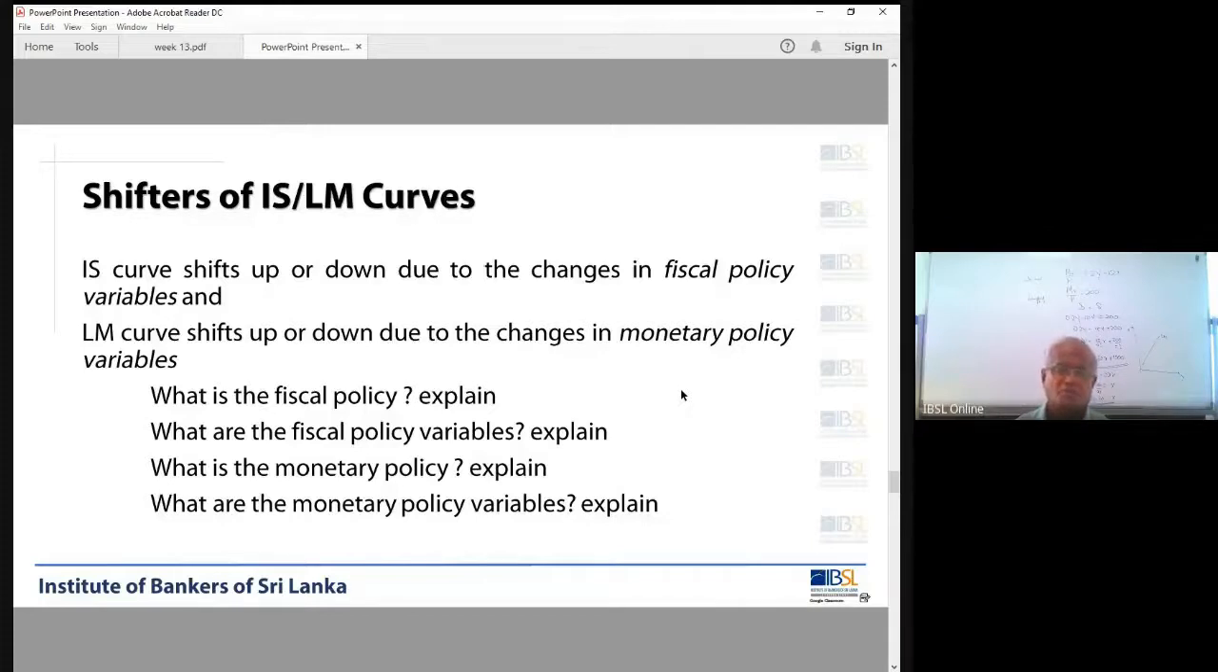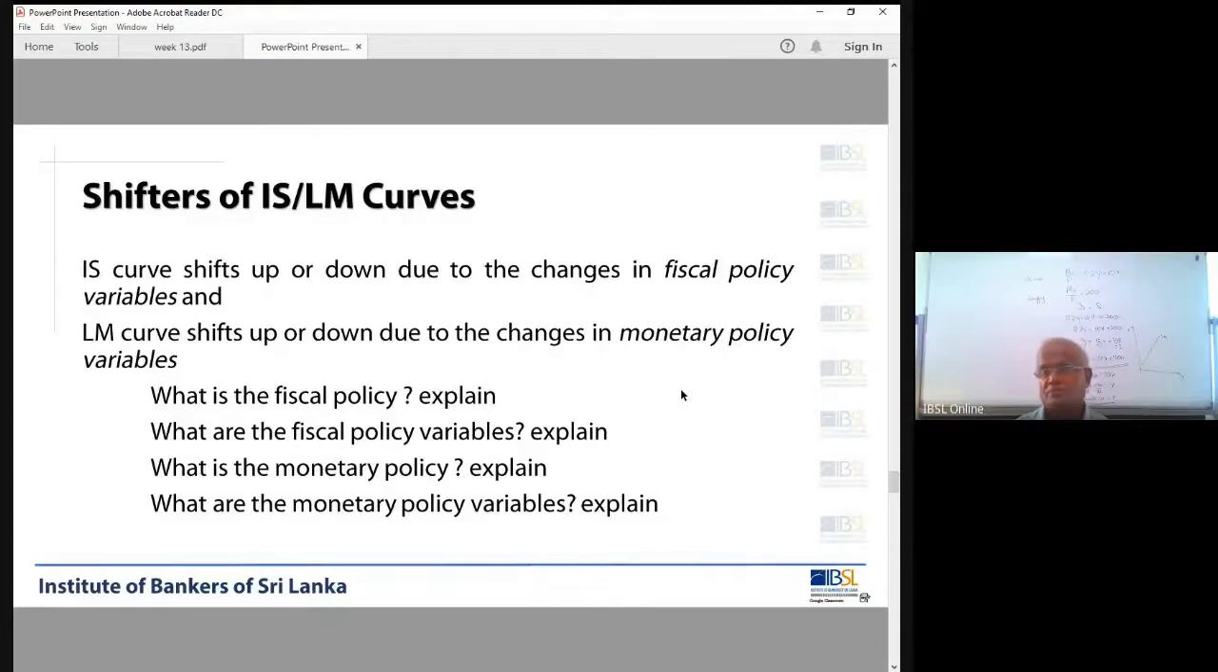What is fiscal policy? What are the fiscal policy variables? Government expenditure and taxes. In any country, fiscal policies are implemented and monitored by the treasury, by the government. But monetary policy belongs to the central bank. The monetary authority is responsible for designing, announcing, and implementing monetary policy.